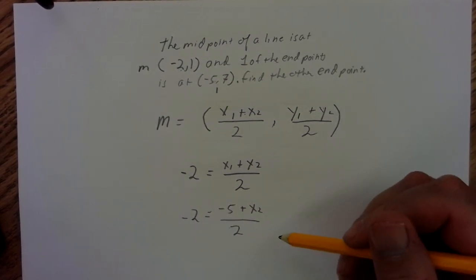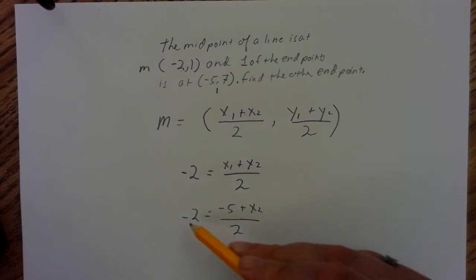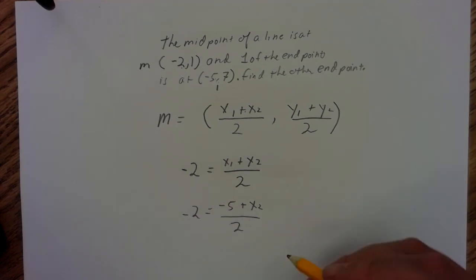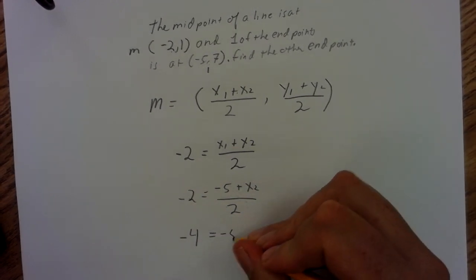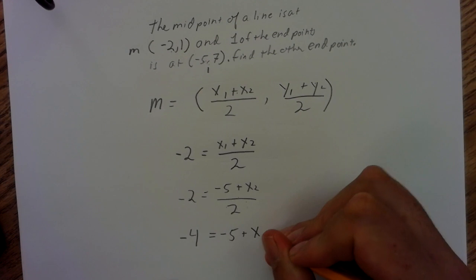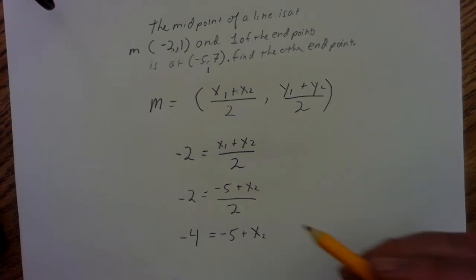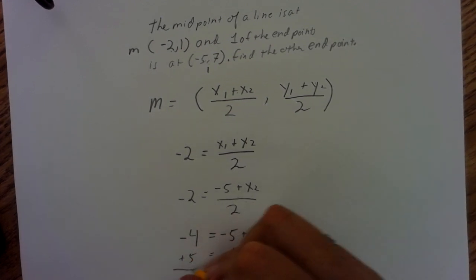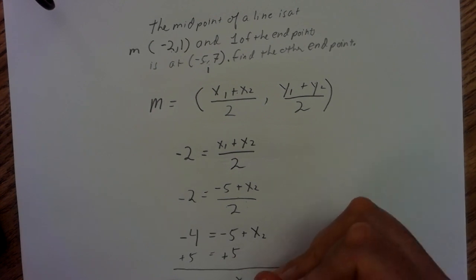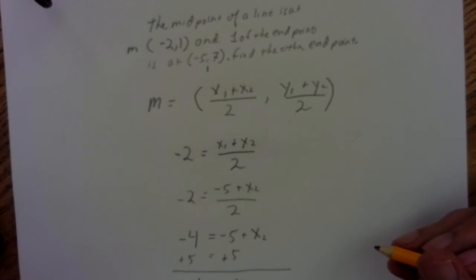And this is a two-step equation. The opposite of divided by 2 is times 2, so we're going to multiply both sides by 2 to clear our denominator. And that's going to leave us with -4 is equal to -5 plus x2. The opposite of -5 is to add 5, so we're going to add 5 to both sides. And we get x2 is equal to -4 plus 5, which is 1.